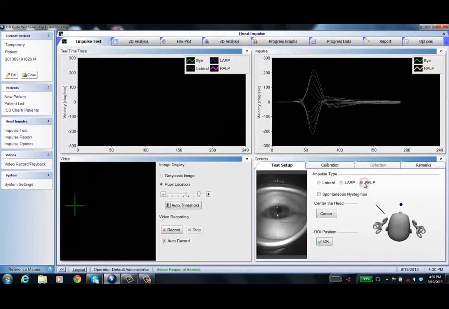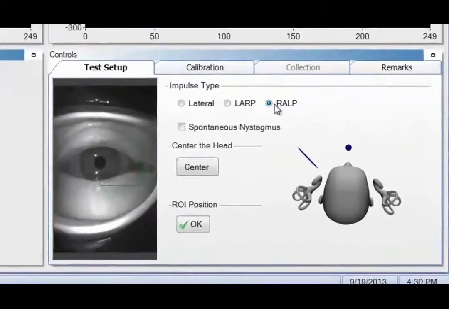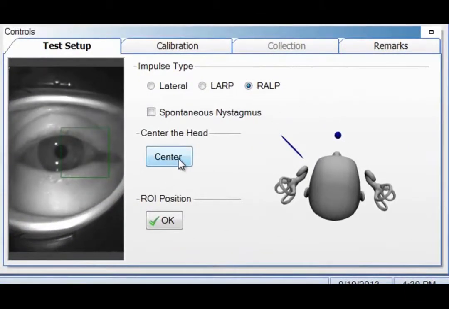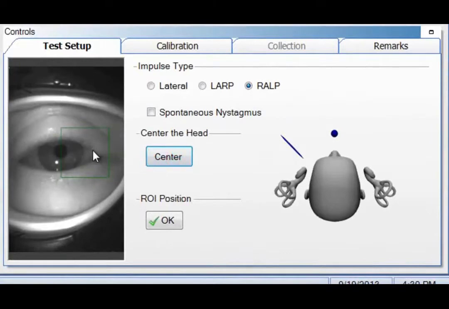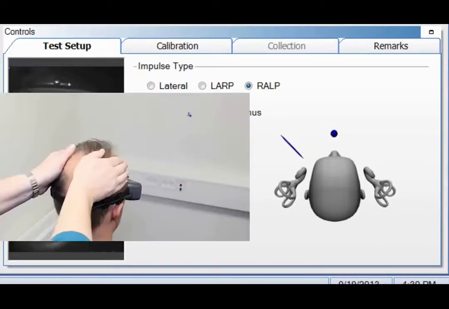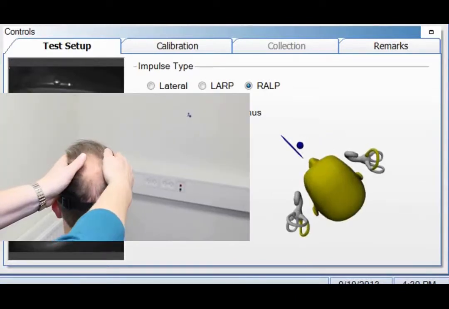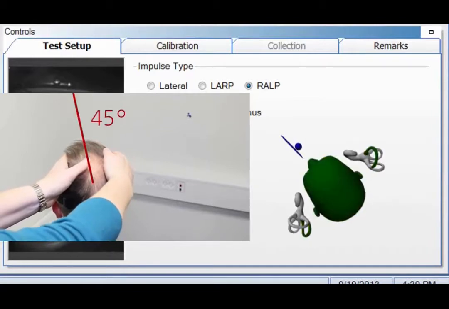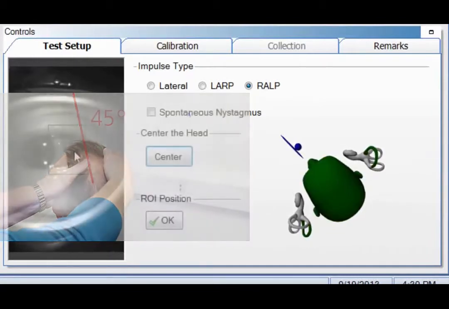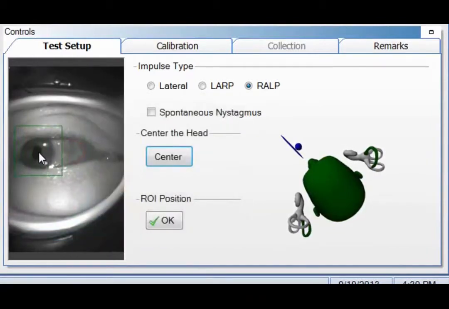So now let's choose RALP. RALP is right anterior, left posterior. Again, make sure the patient's head is centered in front of the fixation dot. Click center, and now move the head 35 to 45 degrees to the left. Now remember, the first letter is R, R for right. You're going to go the opposite, so we're going to go left. And verify that the patient can still see the fixation dot. You want to reposition the ROI and click OK.